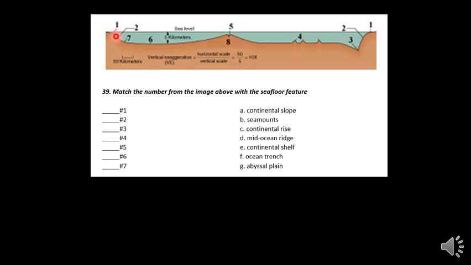And then when it drops off, when you're making that transition from continental rock to the oceanic rock out here, this is called the continental slope right here, number two. So you get continental shelf, continental slope.